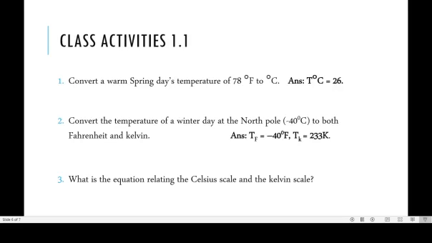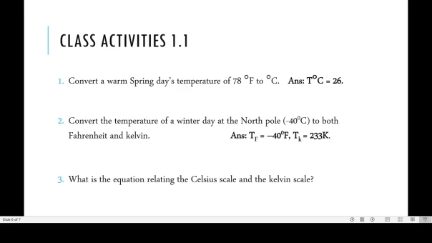We have these activities for you. First one is to convert a warm spring day's temperature of 78 degrees Fahrenheit to degrees Celsius. The supposed answer is this. And the other one is to convert the temperature of a winter day at the North Pole, which is minus 40 degrees Celsius, to both Fahrenheit and Kelvin. So you convert this to Fahrenheit, you convert this to Kelvin. These are the supposed answers. And the last one says, what is the equation relating the Celsius scale and the Kelvin scale?